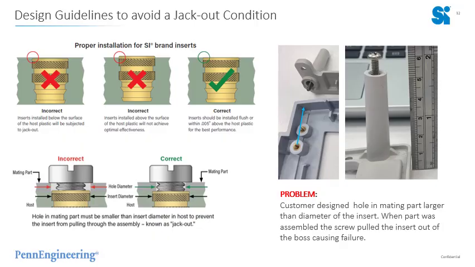Design guidelines to avoid what's known as a jackout condition. We do recommend that inserts be installed flush to the surface for the best performance, neither below it nor above it. Often the hole in the mating part must be smaller than the insert diameter in the host to prevent the insert from pulling out through the assembly, known as a jackout method. So be aware of this. This is often a question that's posed through the tech support line.